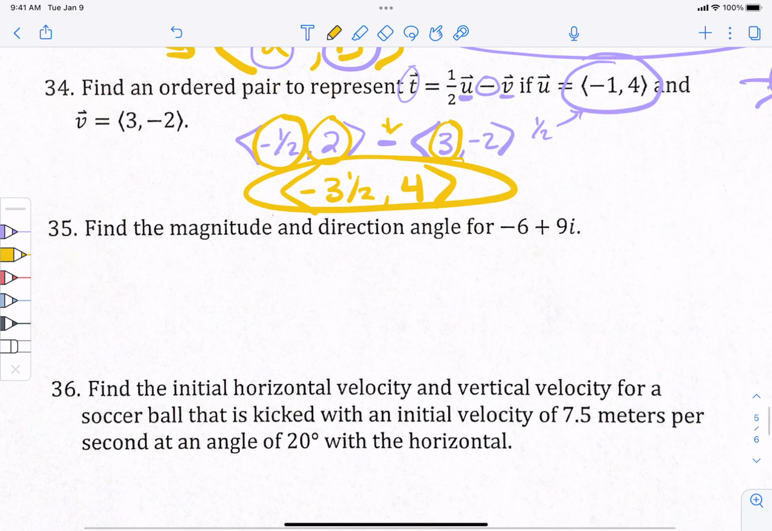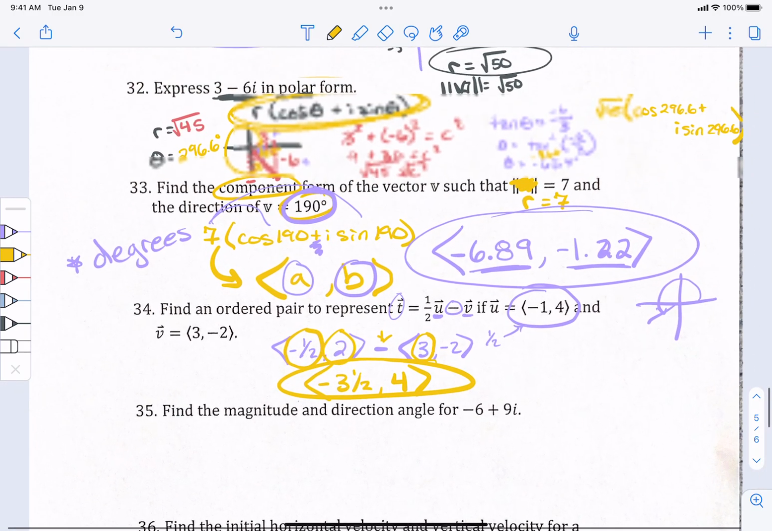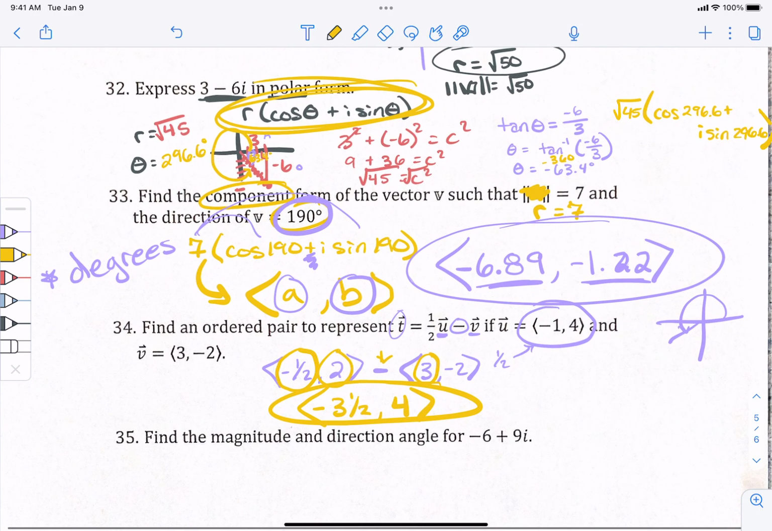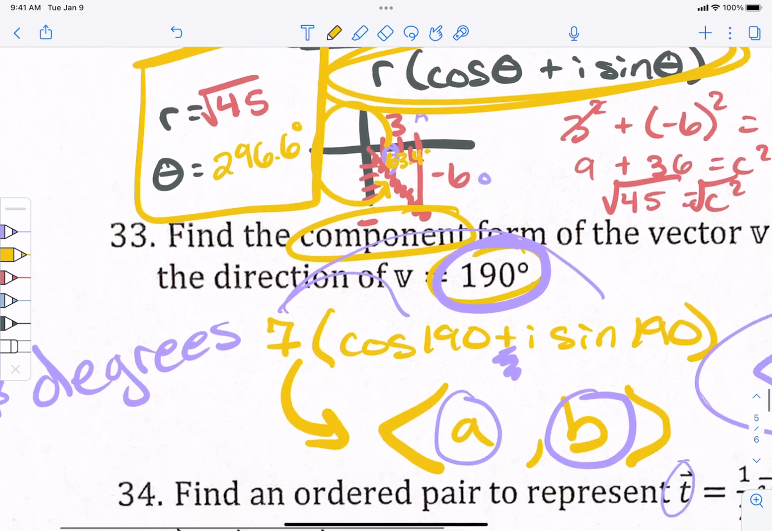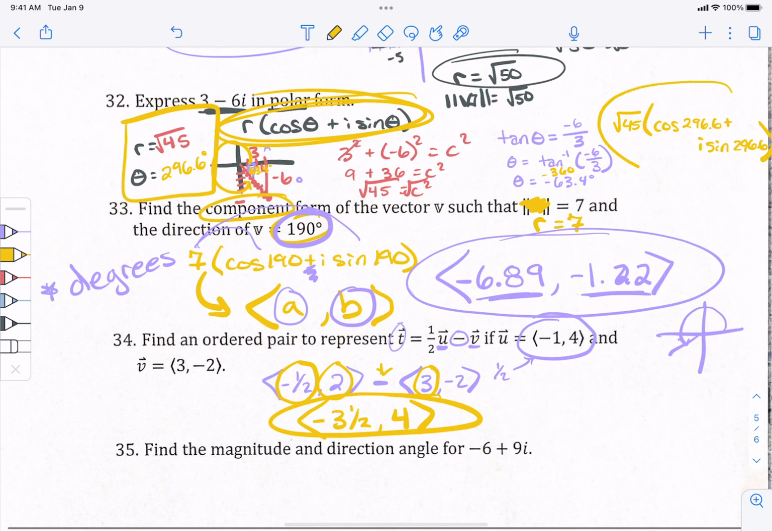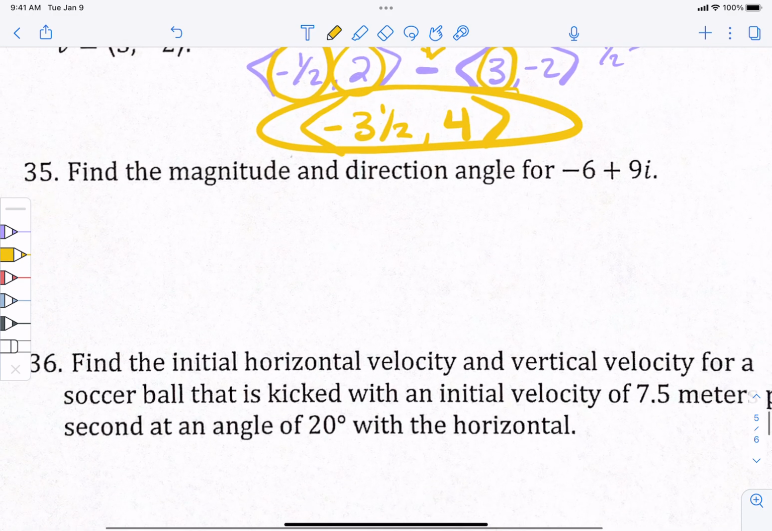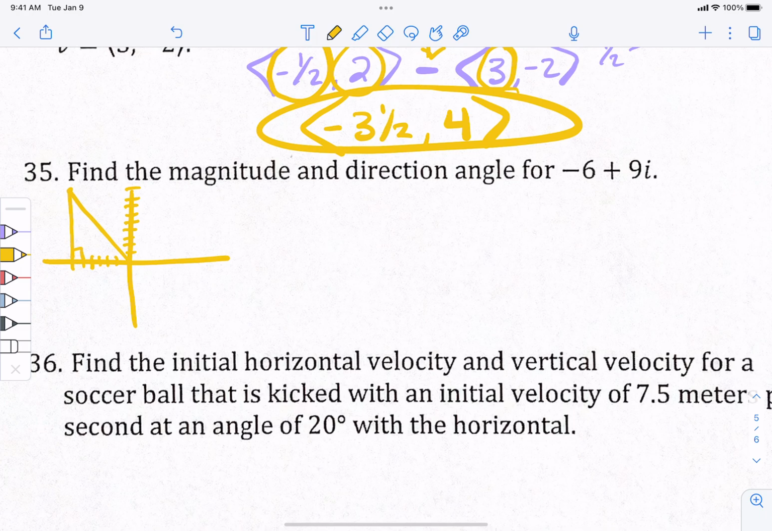Find the magnitude and direction for negative 6 plus 9i. That is exactly what we did here on 32. We expressed that in polar form, we found the magnitude and direction. The only difference is on 35, we don't have to actually write it in this form, but you're doing exactly the same thing. You're finding r and you're finding theta. Okay, magnitude and direction. So I'm going to map this out so that we know what it looks like. Negative 6 plus 9i is this right here. It's a right triangle. I'll make it a different color here. It is negative 6 and positive 9, okay?